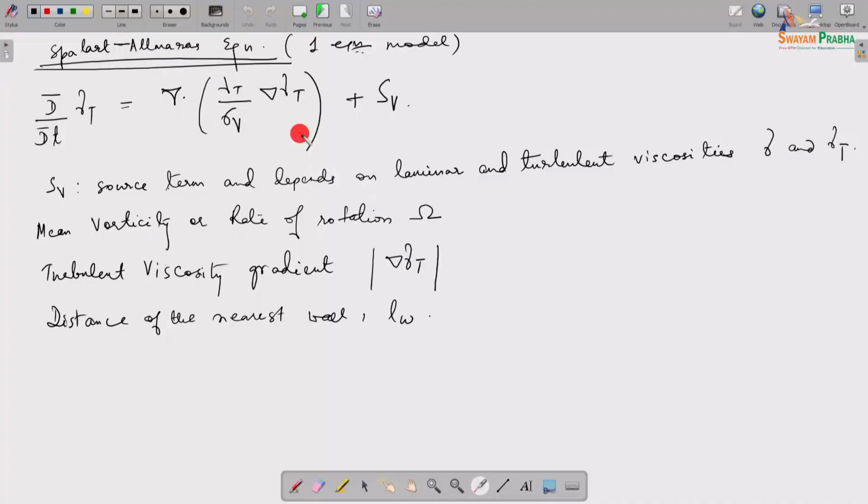It's a one equation model, and essentially we have a convective term as well as a source term. This is an equation to figure out the rate of change of the turbulent viscosity coefficient. We write it like this. The source term here is really S tilde, which depends on nu and nu t, the mean vorticity or rate of rotation, the turbulent viscosity gradient, and the distance to the nearest wall, L_w.